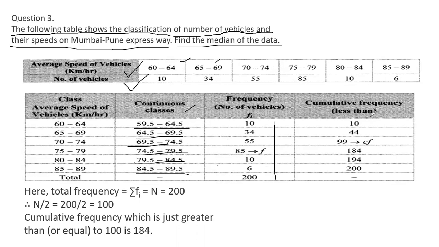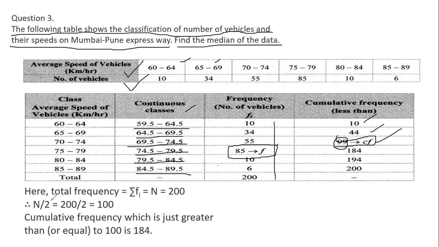Then cumulative frequency less than type. So first you have to write down 10 as it is. Then 10 plus 34 is 44. 44 plus 55 you get 99. So here 1, 2, 3, 4, 5, 6, 7. The middle one you have to select, that is the class. So the one above is known as the CF. So 99 we select as the CF.